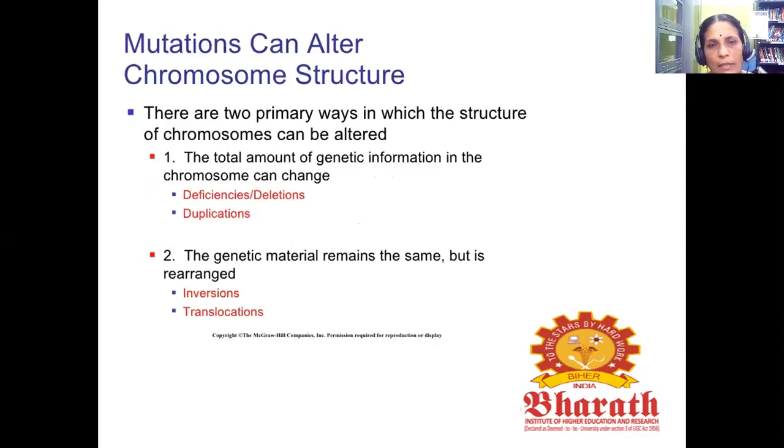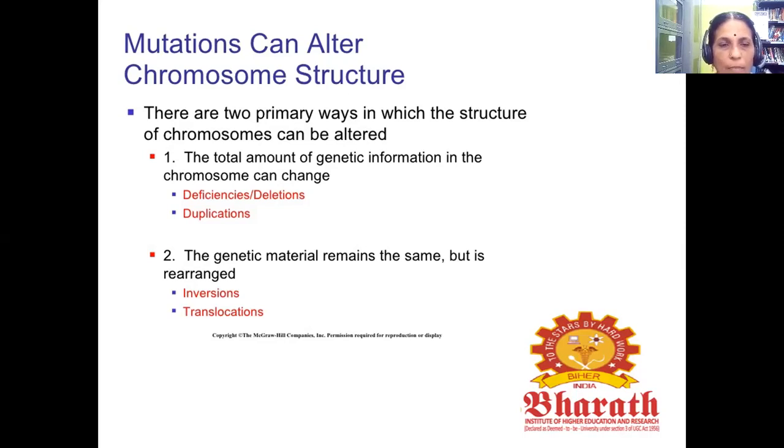Then mutation can alter the chromosome structure. There are two primary ways in which the structure of a chromosome can be altered. The first is that the total amount of genetic information in the chromosome can change. This can occur due to deficiency or deletions or duplication. So these are the two ways in which the total amount of genetic information in the chromosome can change.